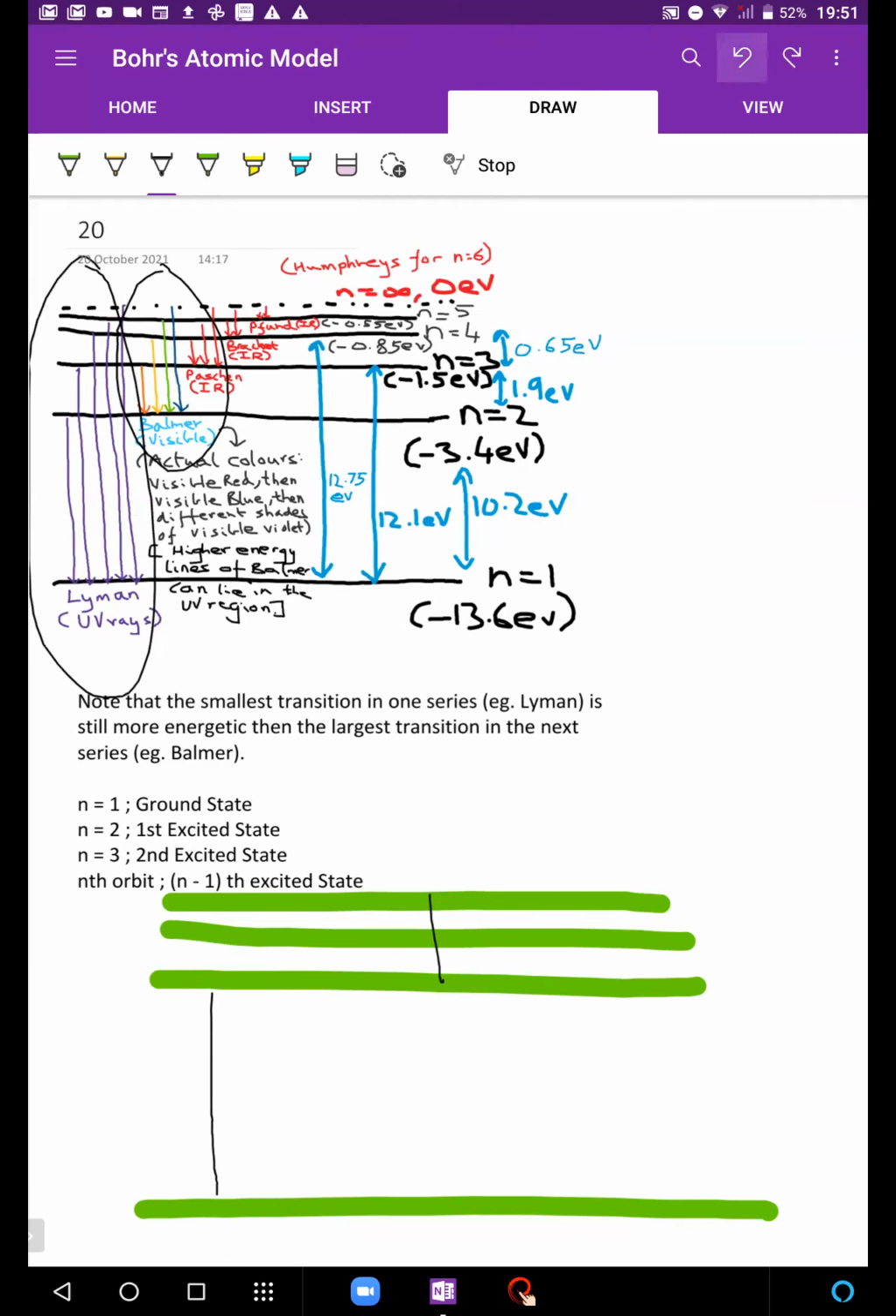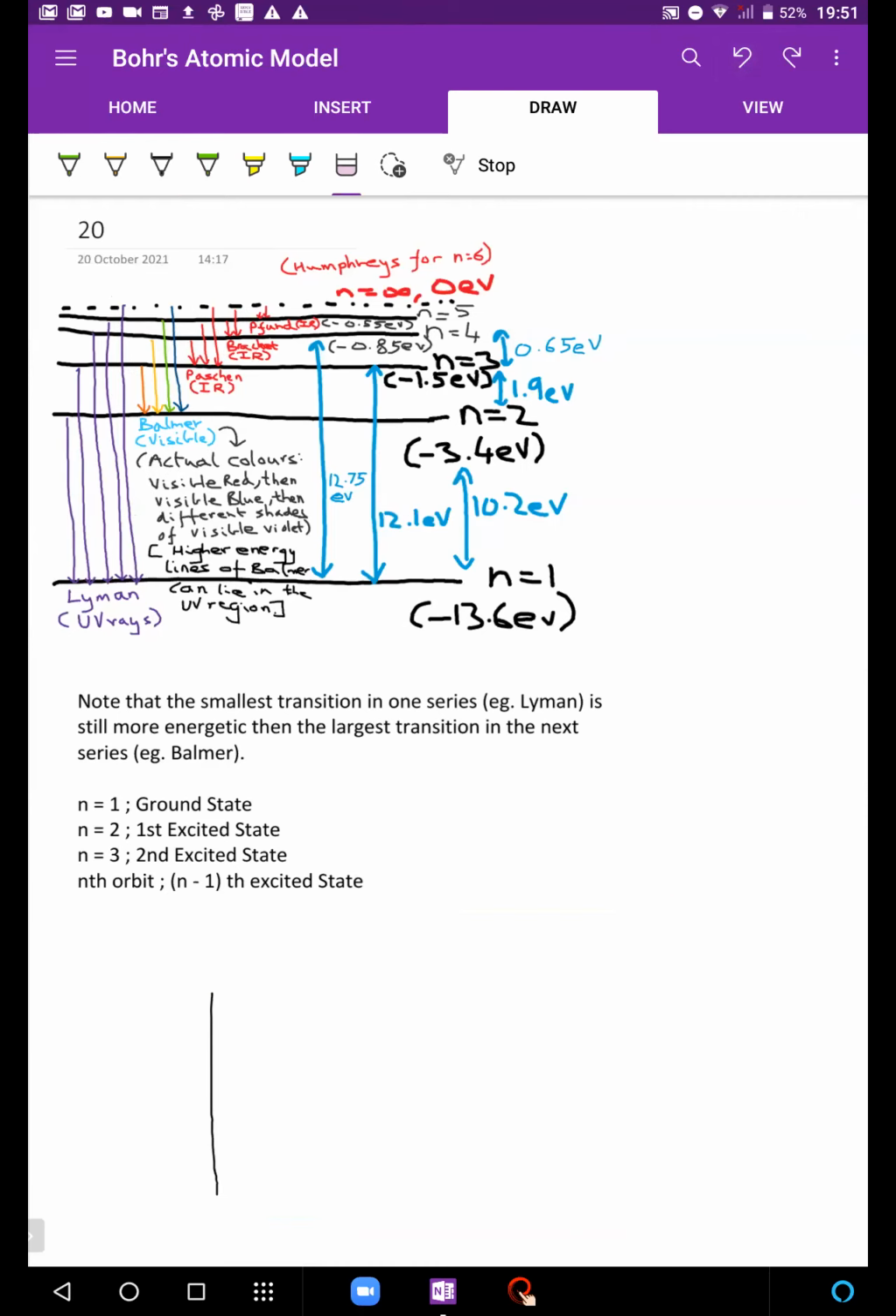Now, when people don't draw to scale, if people just randomly draw... One second. Yes, Prithvi, I'm coming to that. Yes, the reason is the actual energy levels.